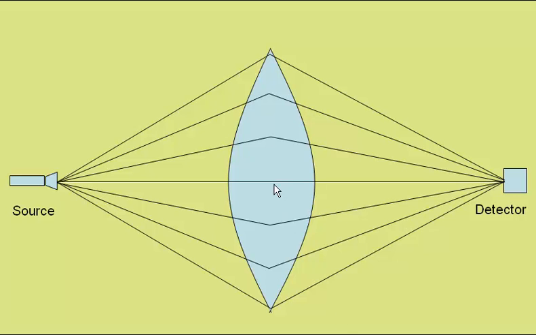The central route here, the straight through route, has the shortest distance, but has the greatest thickness of glass to travel through, and the light travels more slowly through the glass, although the photons will still rotate at the same speed. The outer routes are longer but have less glass to travel through. I'll just run through that again.